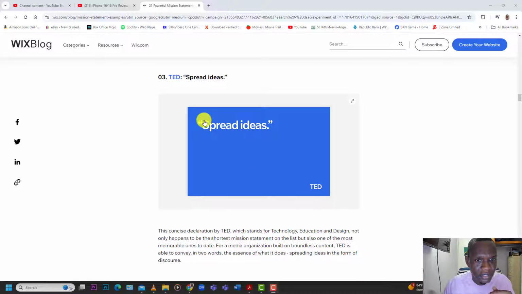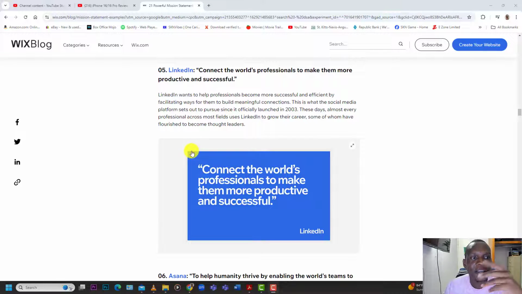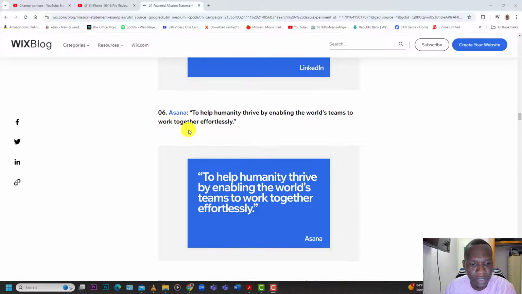TED Talks: spread ideas, simple as that. That's their vision, spread ideas, simple vision statement. Tesla: to accelerate the world's transition to sustainable energy. Tesla, Elon Musk, they do the electric cars, but they also do batteries, and they do solar panels for your house. So you can use that solar energy and the batteries to run your house off the grid, right? So these are just some of the famous vision statements. I just want to give you that link, right? LinkedIn: connect the world's professionals to make them more productive and successful, right?